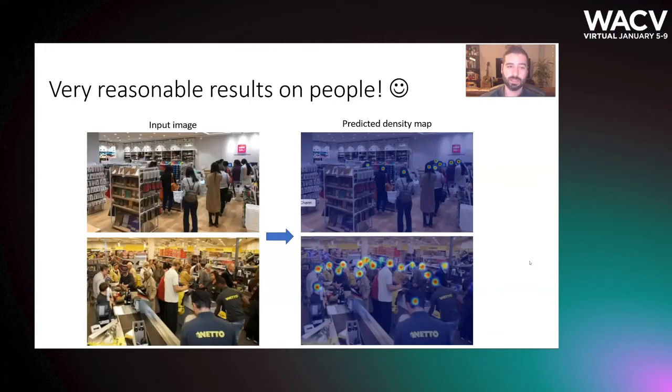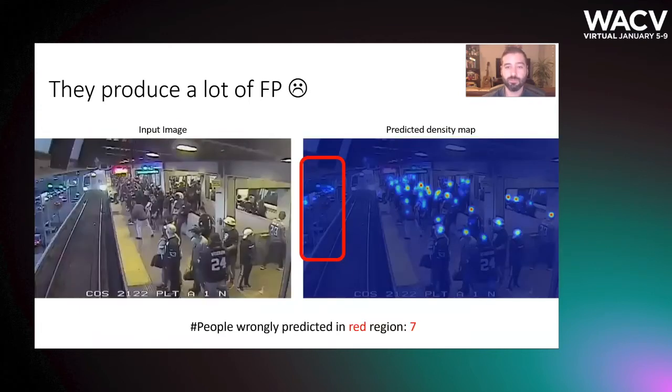Here we present some examples. On the left side we have the input image, and on the right side we have the predicted density map outputted by a state-of-the-art crowd counting approach. The count is then inferred from these predicted density maps. What we can see from these results is that the model is actually pretty good at localizing all the people in both images.